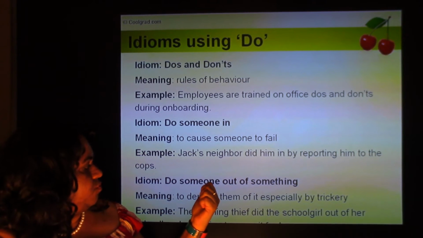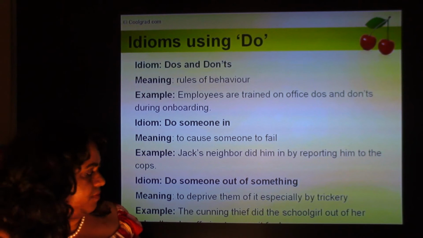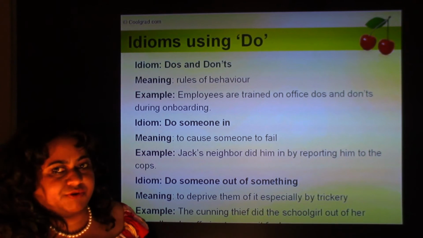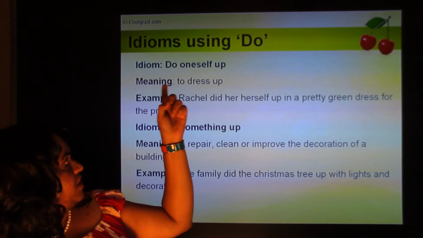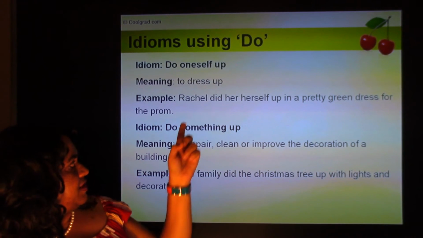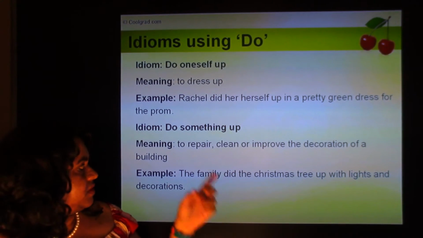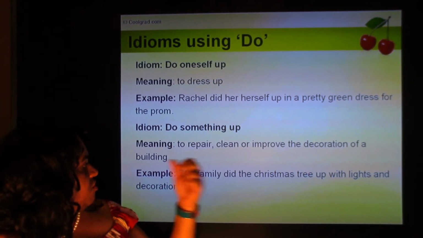Do someone out of something means to deprive them of it, especially by trickery. The cunning thief did the schoolgirl out of her jewelry. Some more idioms using do: do oneself up means to dress up. Rachel did herself up in a pretty green dress for the prom. Do something up, meaning to repair, clean, or improve the decoration of a building.